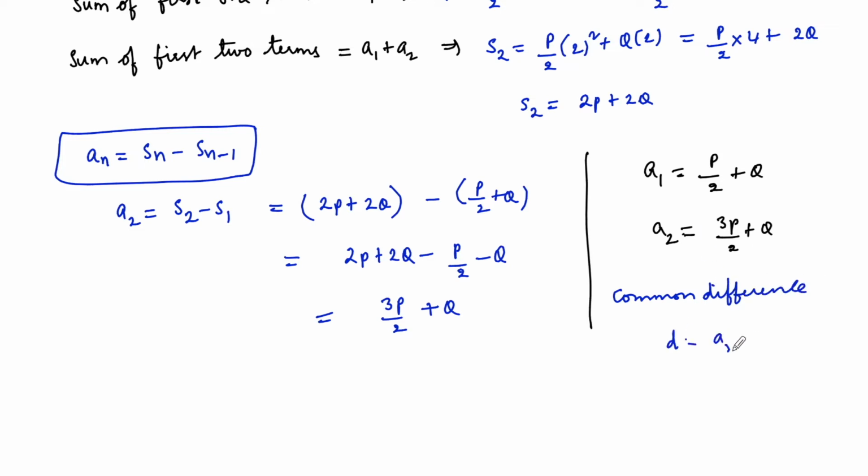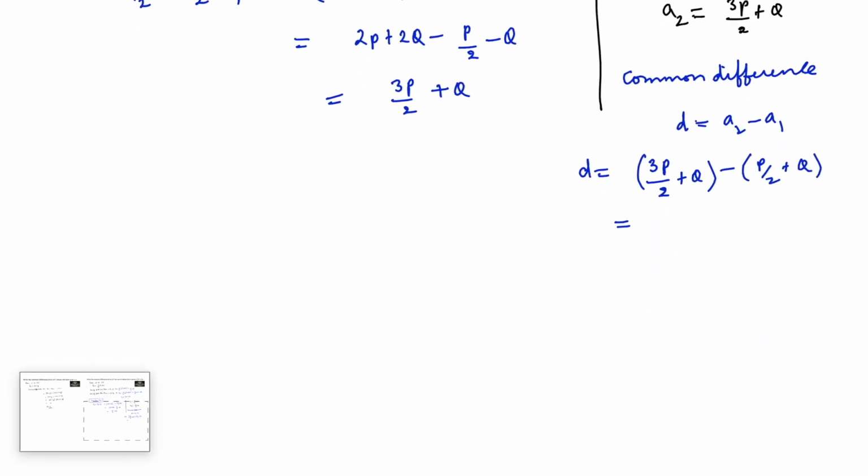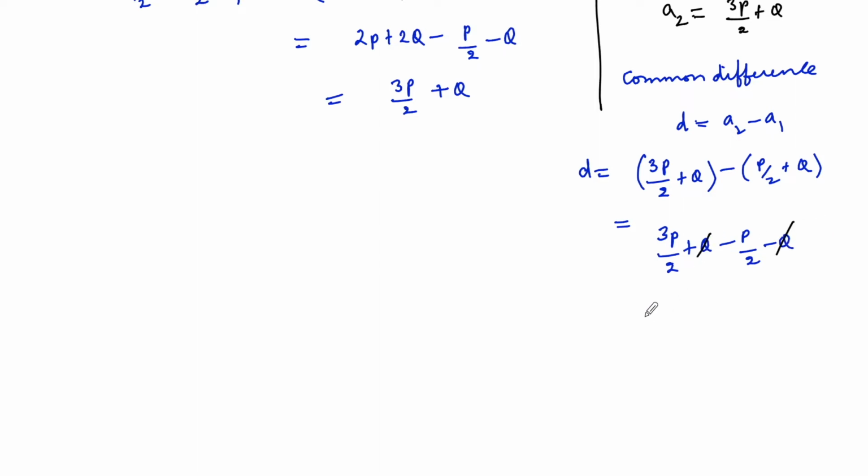d is equal to a2 minus a1. So d is equal to 3p upon 2 plus q minus a1, which is p by 2 plus q, that is 3p upon 2 plus q minus p upon 2 minus q. So we can cancel q and q, and 3p minus p is nothing but 2p upon 2, which is equal to p. Therefore the common difference is p.